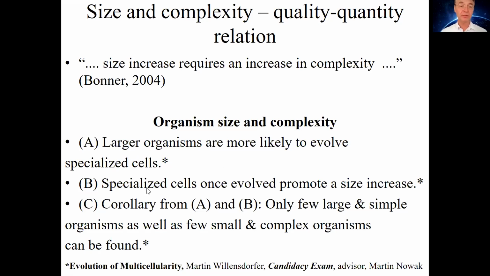But also, once you have these specialized cells, they promote size increase, because now you can form different organs in biological systems. You could think of cities or society, or the economy, in similar terms, right? So this should be universal across all systems. And the corollary, from the data, is that only a few large and simple organisms exist, and only a few small and complex systems are found.